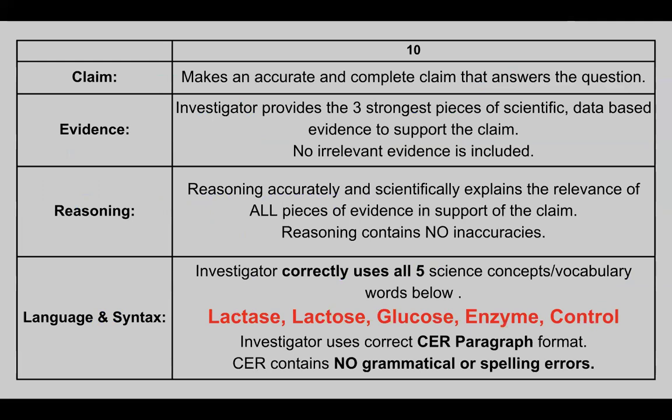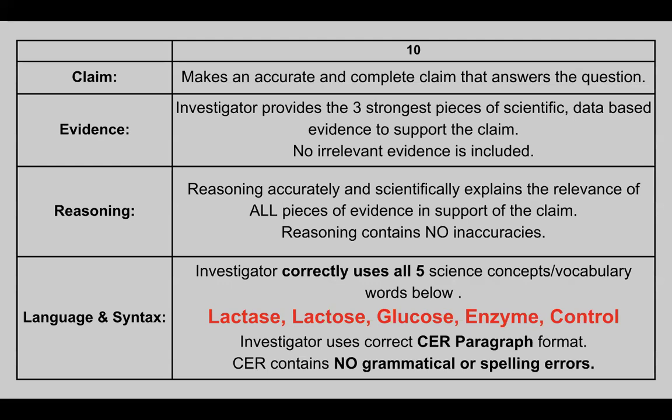And the meat and potatoes, how will you be graded on this CER? The rubric has slightly changed, so pay attention. To get 10 out of 10, you make an accurate and complete claim that answers the question. You provide the 3 strongest pieces of evidence that are scientific and data-based. No irrelevant evidence is included. If you talk about how the milk smelled or how the milk looked, that is irrelevant and you will get points off.